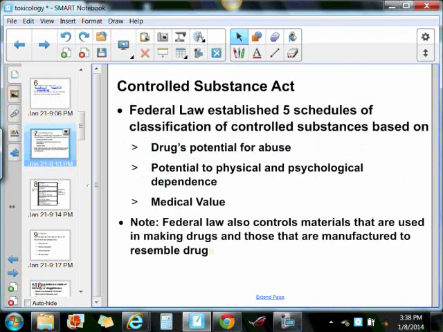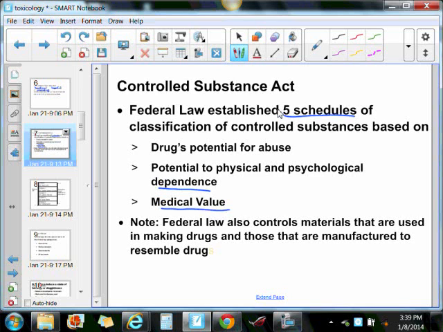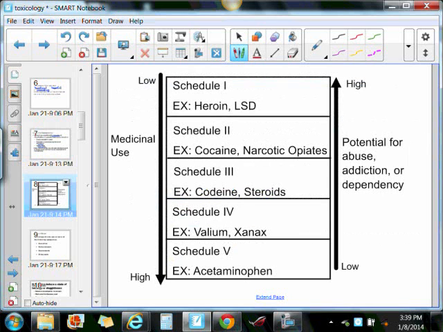Now, the government has classified these drugs into 5 schedules according to how apt you are to become dependent on it, and also if it's used for medicine or not. So I'd like you to take a look at this diagram in your notes. We have these 5 schedules. Right, the higher the schedule number, so if you go down, right, the more medicinal it's going to be.